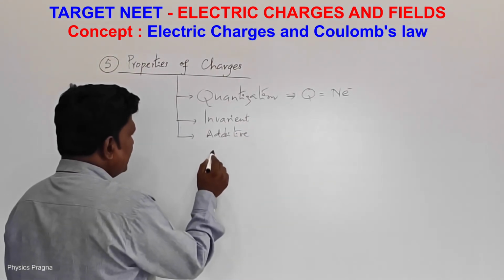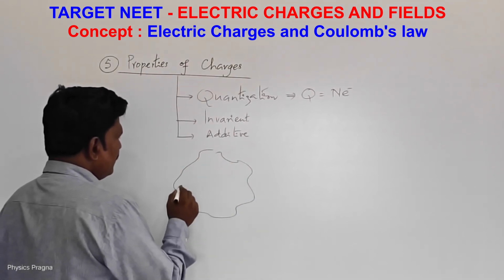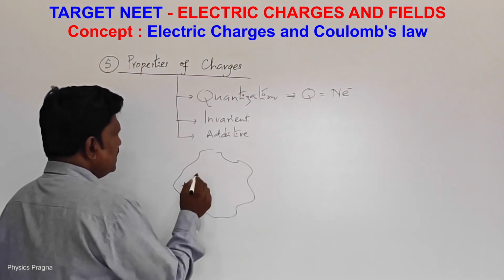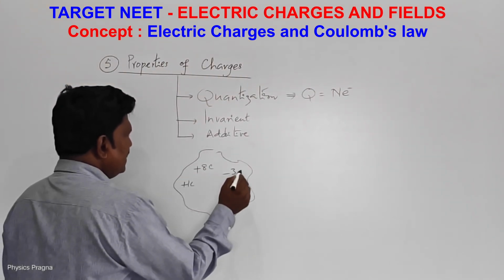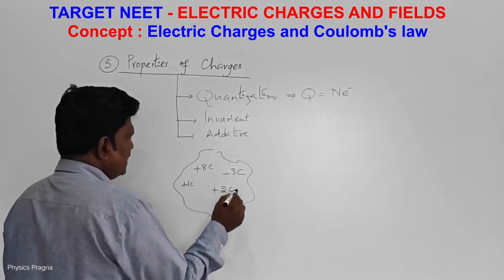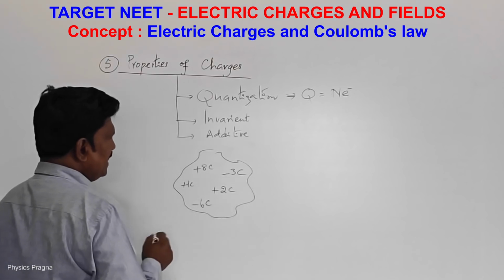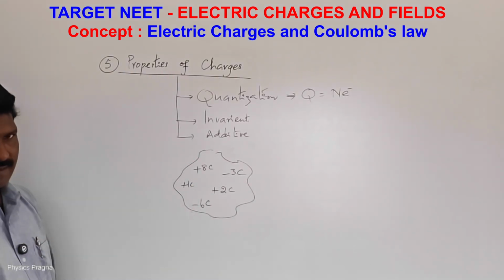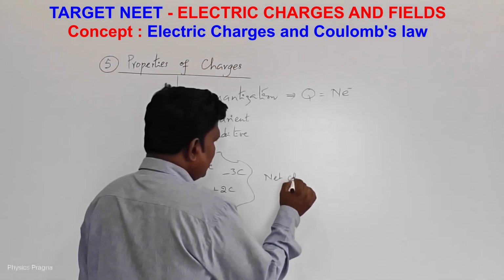See, I have taken a region. In this region, plus 1 coulomb charge is there, plus 8 coulomb charge is there, here minus 3 coulomb charge is there, here plus 2 coulomb charge is there, here minus 6 coulomb charge is there. Like that, various charges are there. So what is the net charge here?